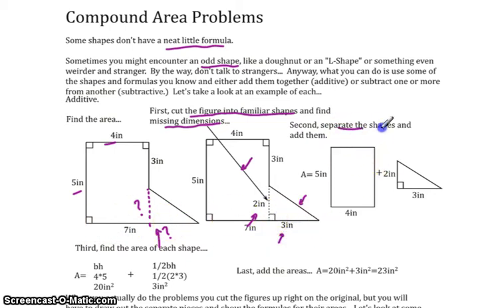We separate the shapes and find the area separately. So the area of this rectangle is 5 times 4, which is 20. The area of this triangle here is 1/2 base times height, 1/2 times 2 times 3, which is 3 square inches. So we add the areas together, and we get 23 square inches.